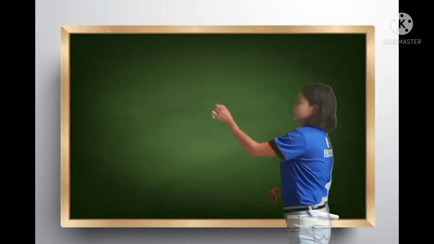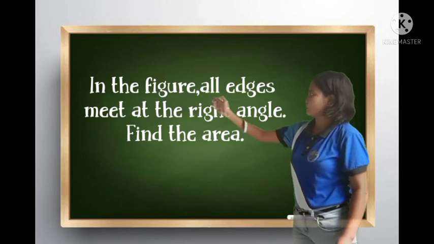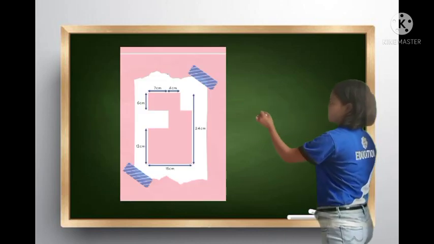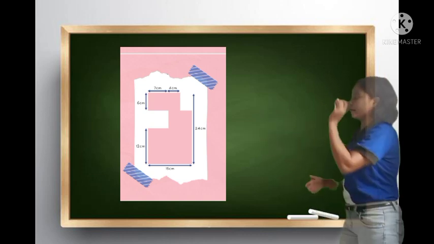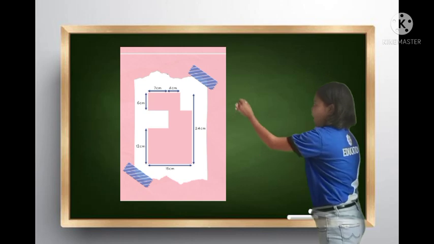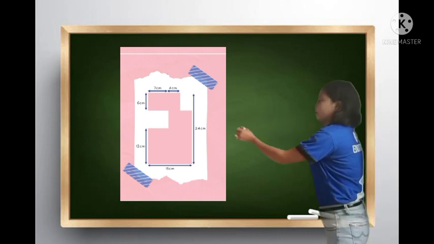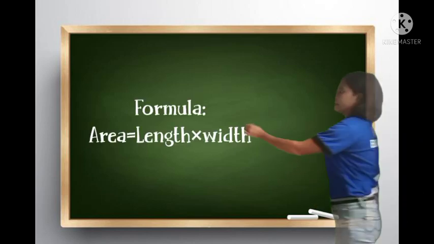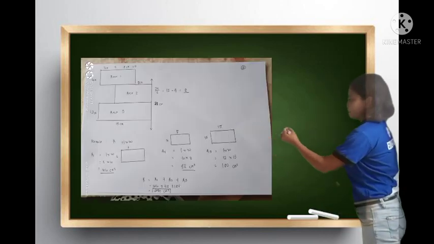Now, we're going to the next problem. In the figure, all edges meet at right angles. Find the area. Kukunin daw natin itong area nitong buong ito. Bago natin makuha, kailangan muna natin isolve yung si area 1, si area 2, at si area 3. Sa area, paano natin makukuha yung area? Ang formula ng area is equal to length times width. So, kinuha natin yung unang area.